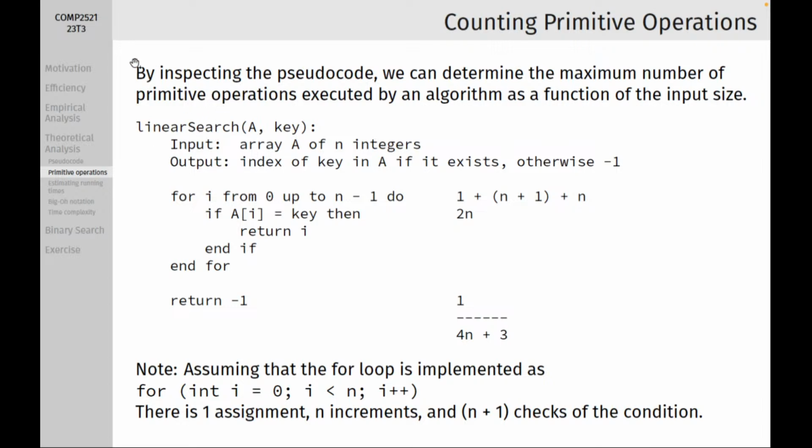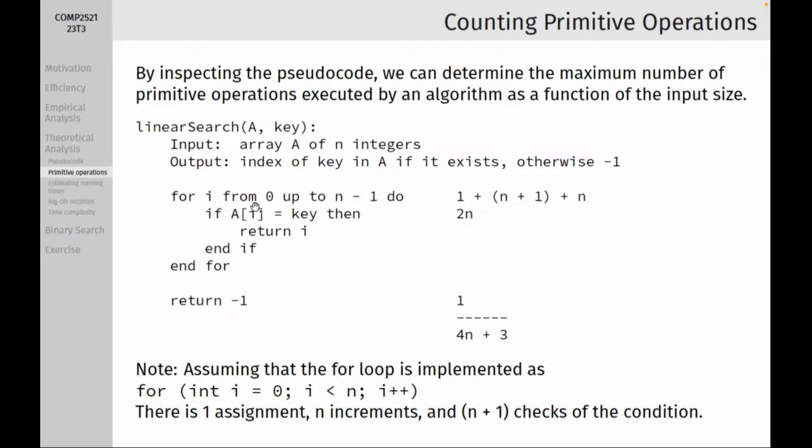All right, so what we want to do is determine the worst case of linear search. We'll try to determine the maximum possible number of primitive operations executed by linear search as a function of the input size. The input size is how many elements are in the array, which is n, and then we find how many operations the algorithm performs in terms of n. So let's count how many primitive operations there are here in the worst case.